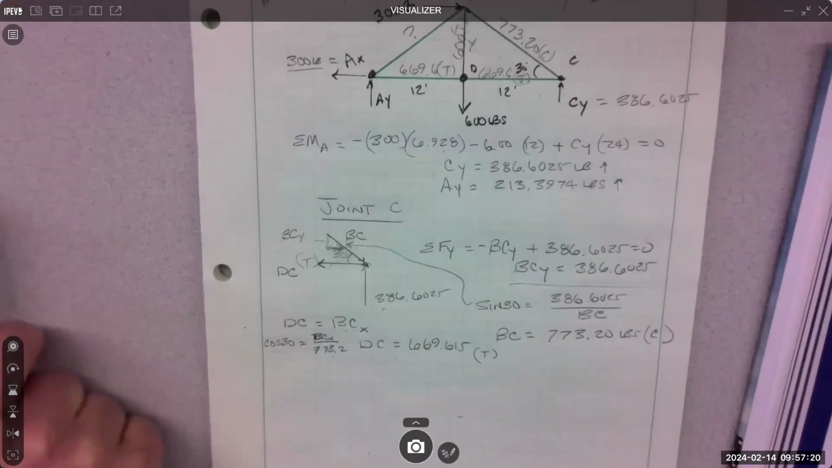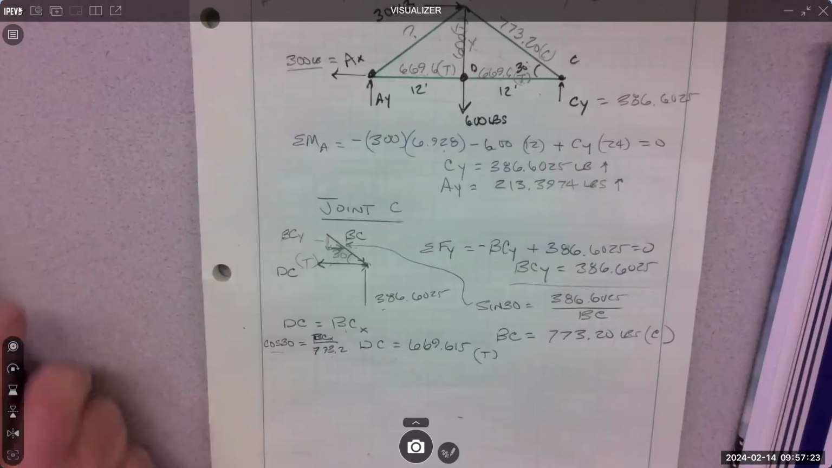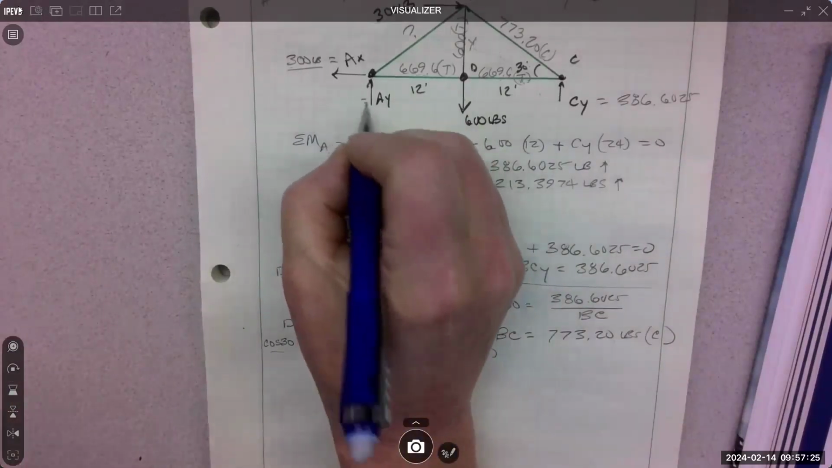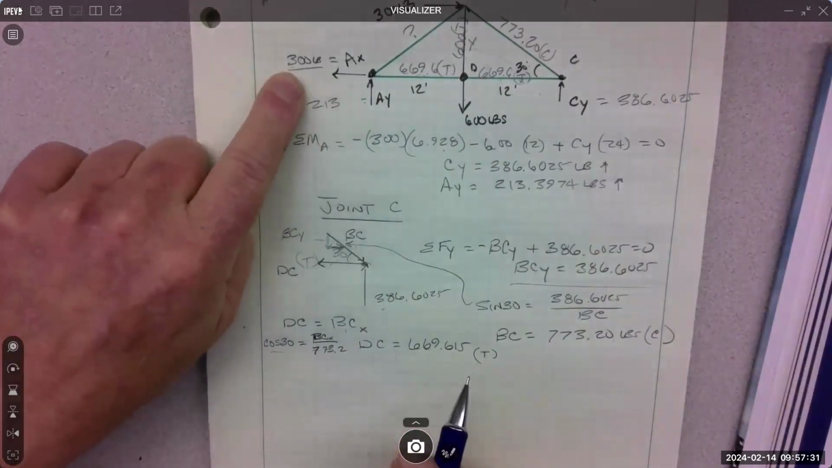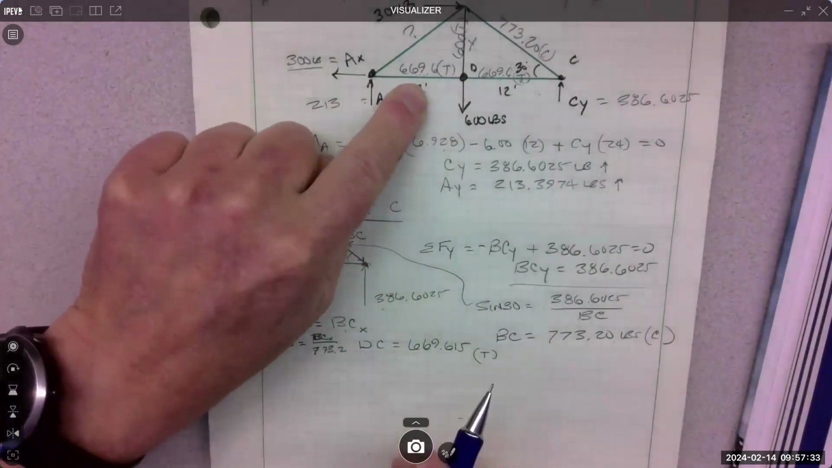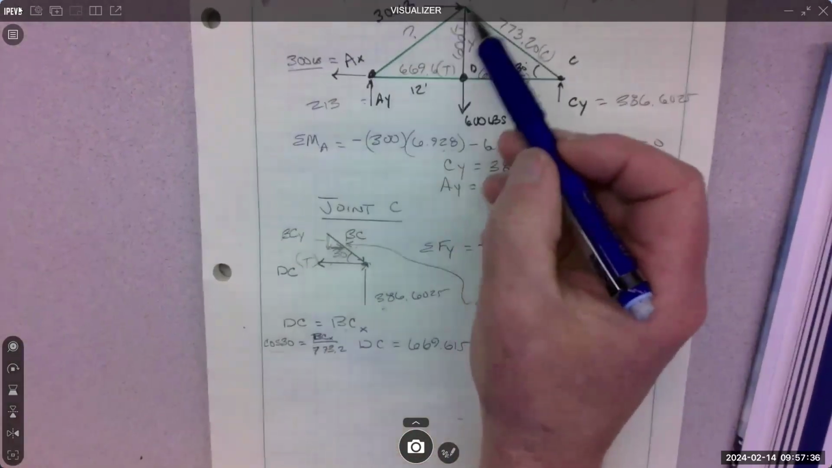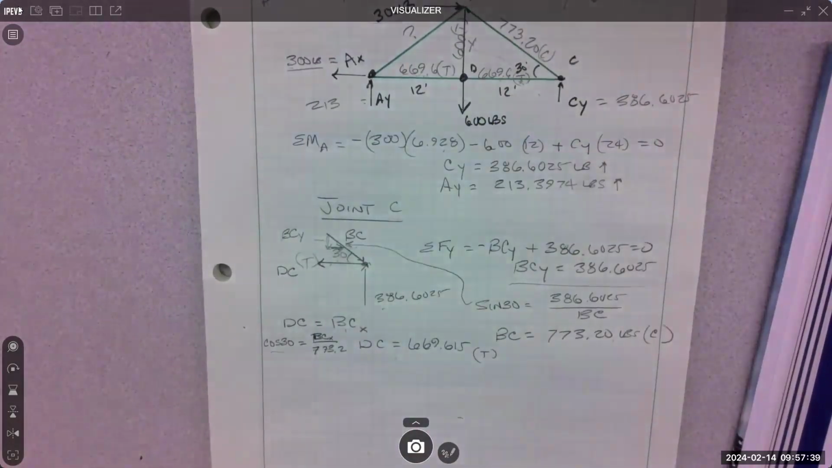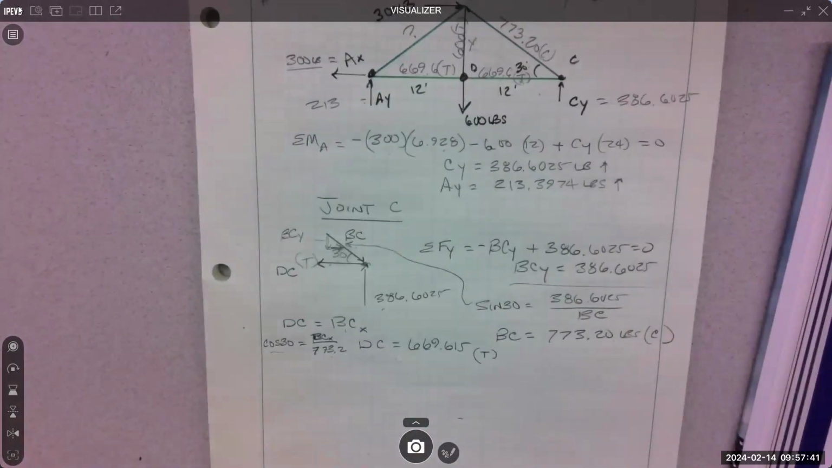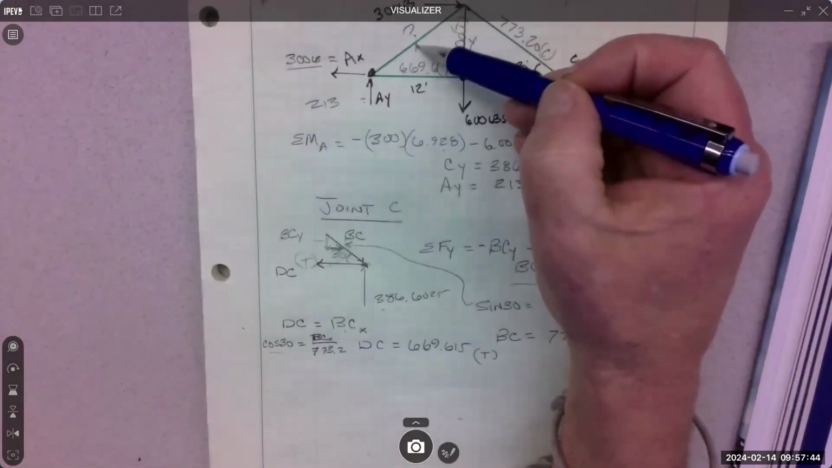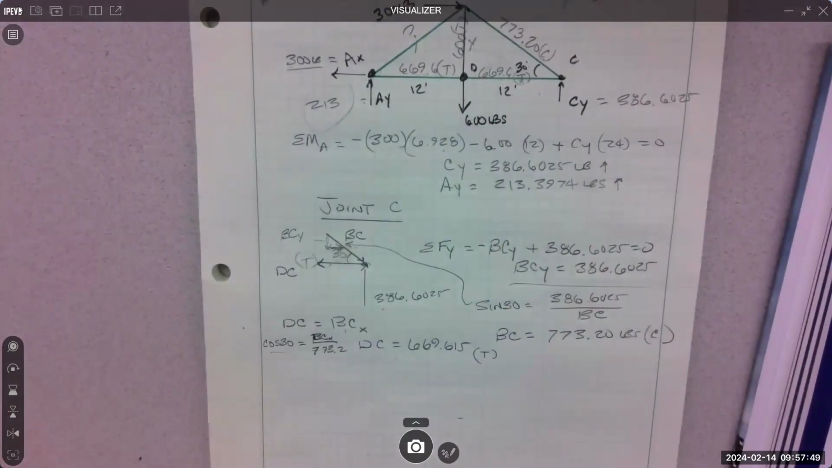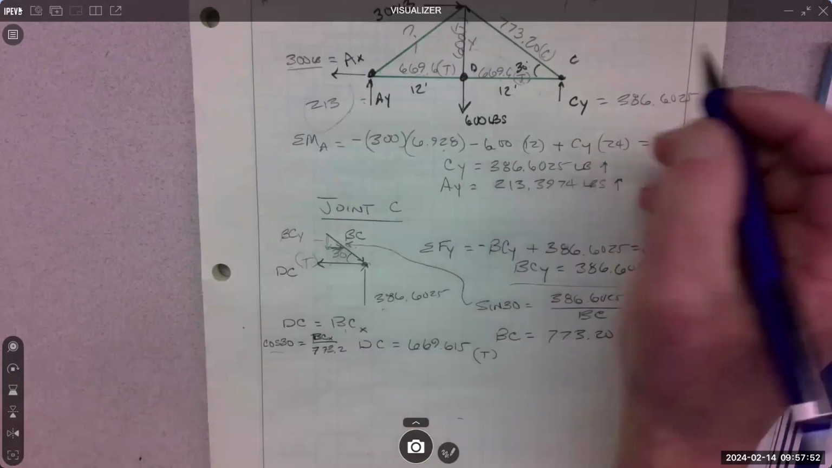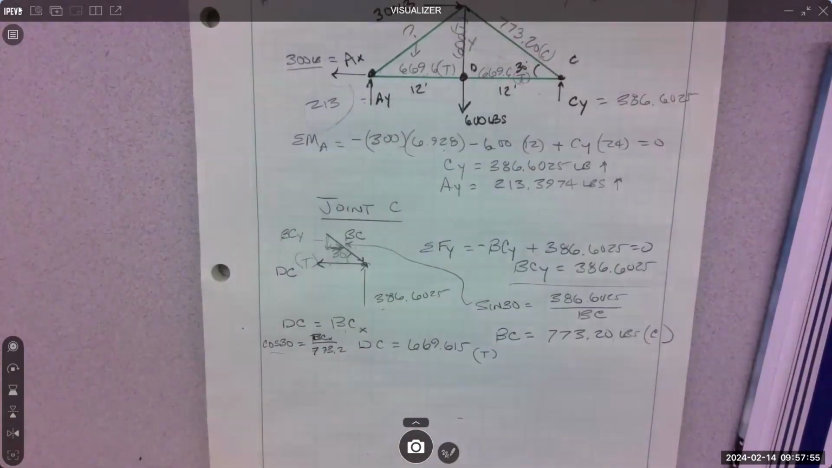So I draw a new one at A, but you know everything. You know AY is 213, you know AX is 300, you know AD is 669. You just don't know this one thing. If you look at forces, the Y component of AB has to be equal to the 213. So you could just go with that.